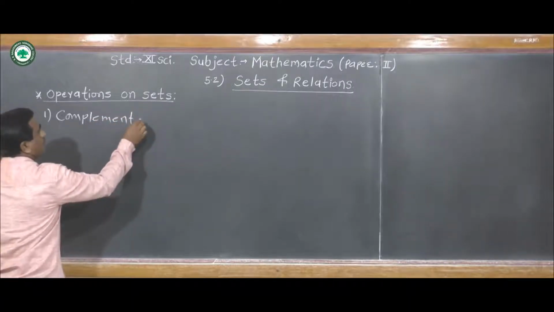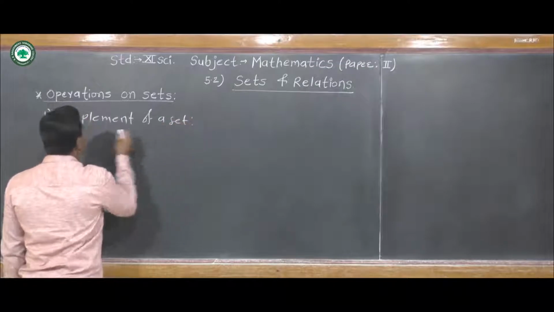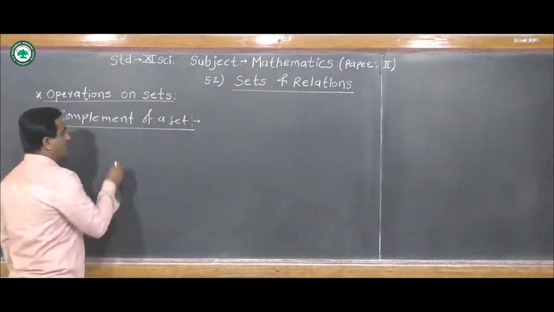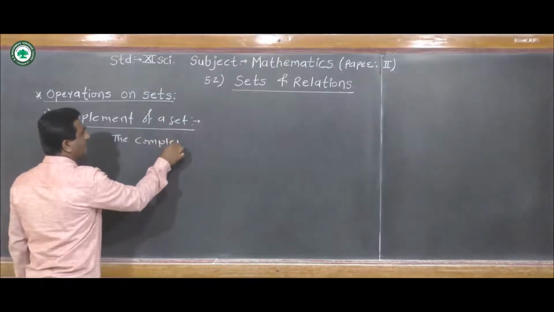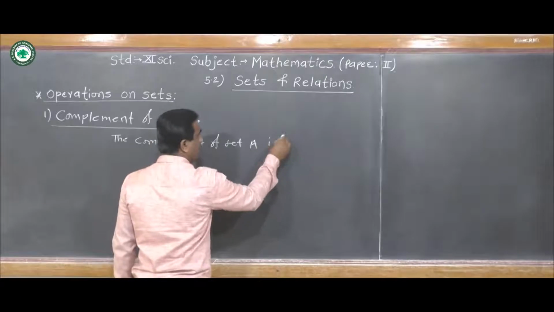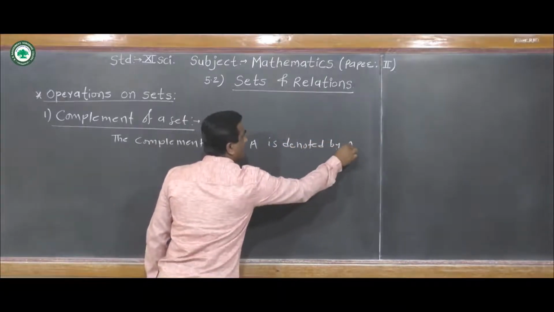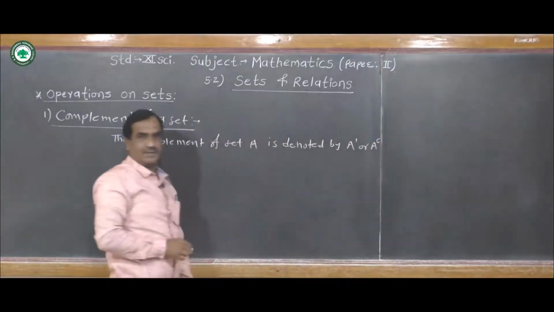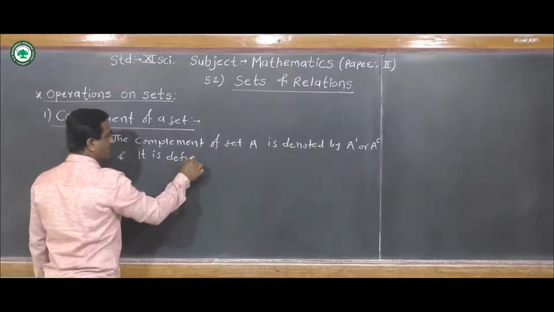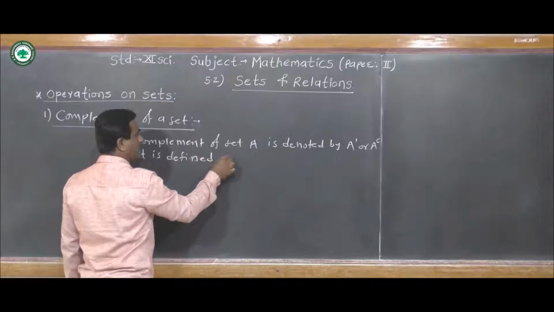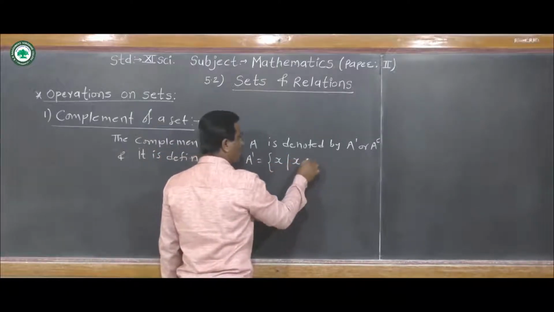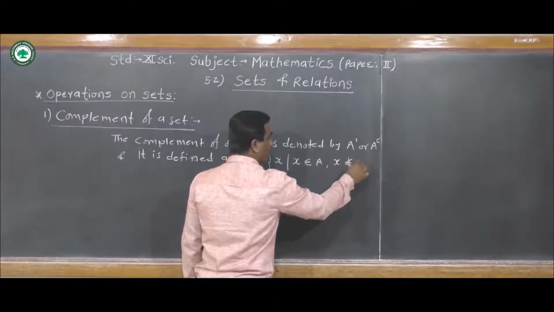Now definition of complement of set. The complement of set A is denoted by A dash or A^C, and it is defined as A dash is equal to, in curly bracket, X such that X belongs to U but X does not belong to set A.